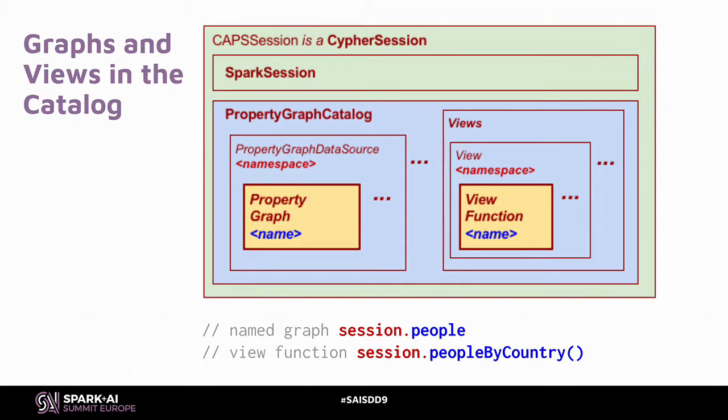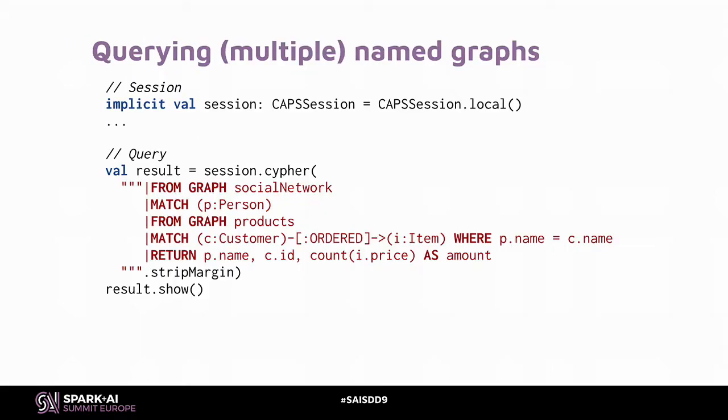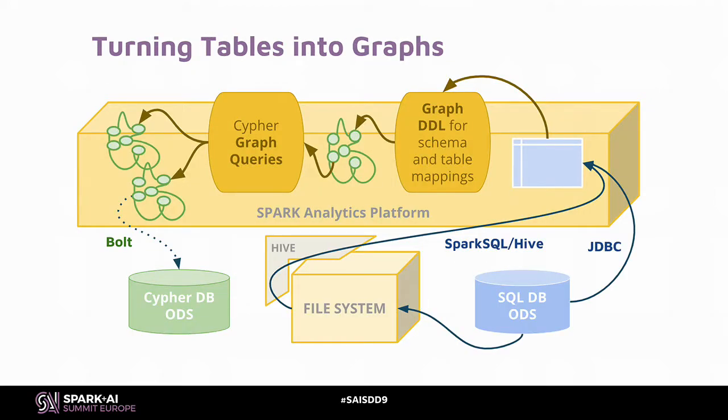And so, as a result of registering things in this catalog, we can have named graphs or named view functions. That reflects the fact that in the query language, we can specify the graph that we're working on. We can say FROM GRAPH social network, or FROM GRAPH, and it can actually be a view. And we'll see a lot more of that coming up.